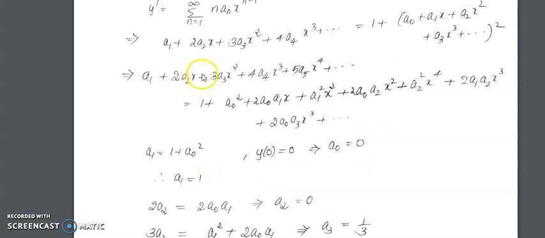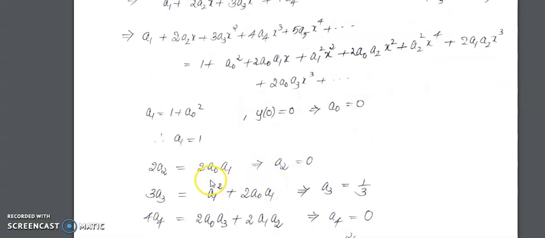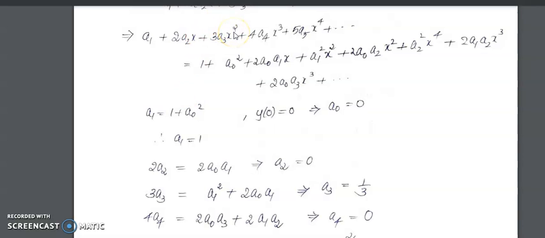Now next, let us write the coefficient of x. When we write the coefficient of x, you will get 2a2 equal to 2a0 a1. So again a0 is 0, so a2 will be 0. Next, take the coefficient of x square. So 3a3 will be equal to a1 square plus 2a0 a1. So this is 0 and a1 is 1. So a3 will be 1 by 3.